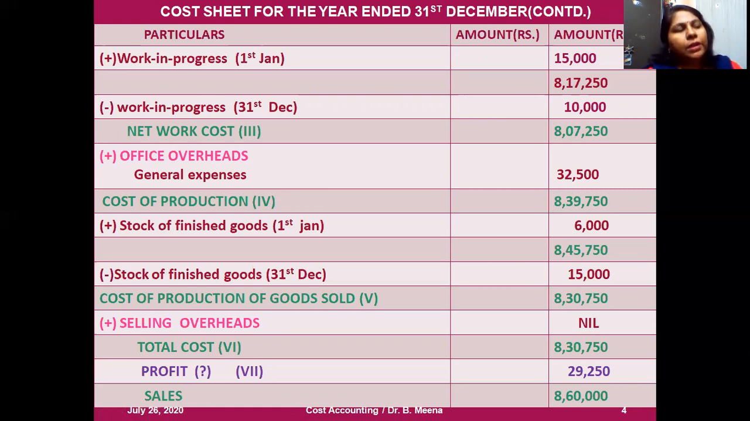Once I have calculated the cost of production, next I need to calculate the cost of production of goods sold. This term, cost of production of goods sold, will come only when the problem gives information about the stock of finished goods, either opening or closing or both. After finishing the cost of production, next I need to calculate the cost of production of goods sold. If both pieces of information are not available in the problem, you can straight away add the selling overheads to the cost of production to get the total cost. But in this problem we have opening stock of finished goods and closing stock of finished goods. So once I calculate the cost of production, I add the opening stock of finished goods and minus the closing stock of finished goods, and the resulting answer is the cost of production of goods sold.